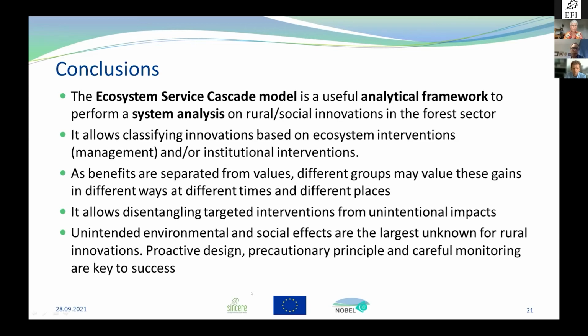And it must also be said that it taught us that unintentional impacts in these innovations are very often not very well understood and not known, which allows us to conclude that in all these innovations we need a more proactive design with a precautionary principle and more careful monitoring of these possible unintentional effects, to have really sustainable, successful projects. Thank you very much.